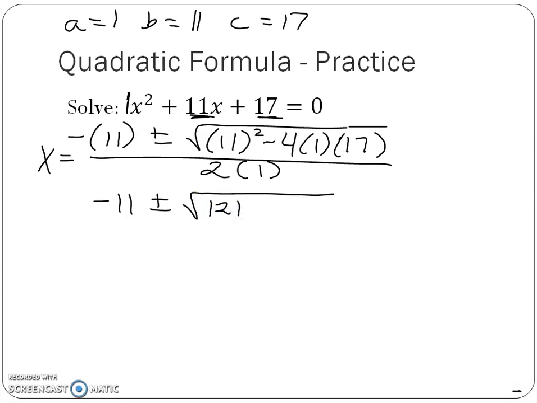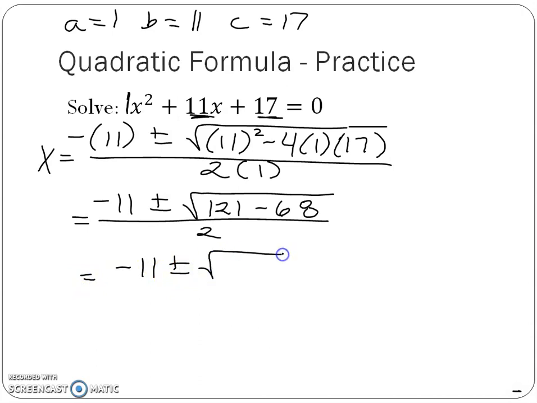Negative 4 times 1 gives me negative 4, times 17 gives me a negative 68. Okay, 4 and 7 is 28, 4 and 10 is 40. Yep, so negative 68. All divided by 2 times 1, which would be 2. Okay, so nothing too crazy so far. I'm still needing to simplify underneath the square root. 121 minus 68, I get negative 11 plus or minus the square root of 53 over 2.